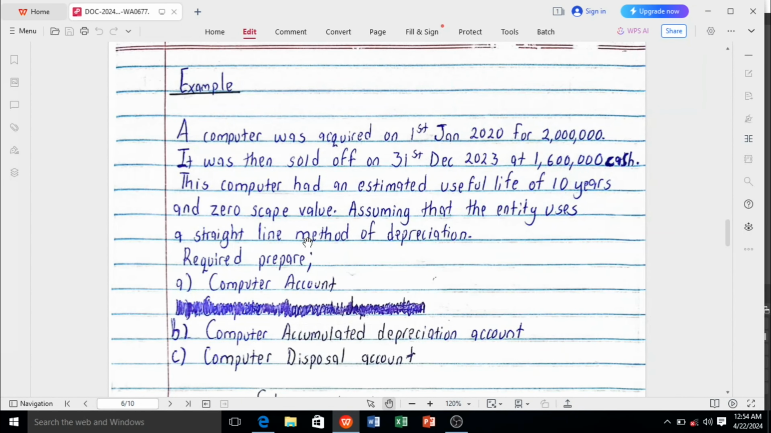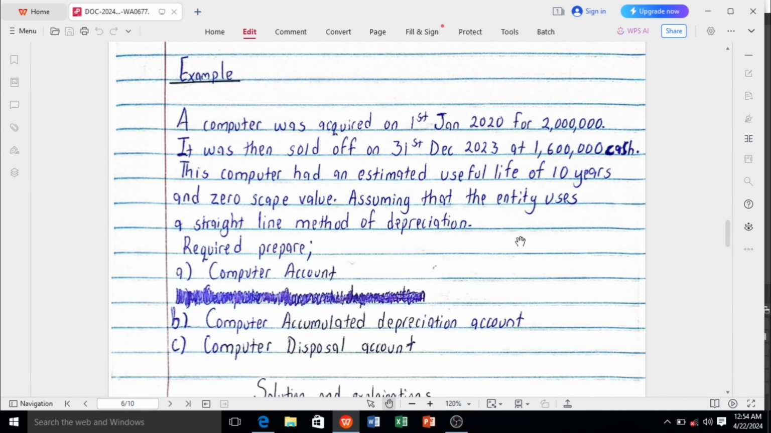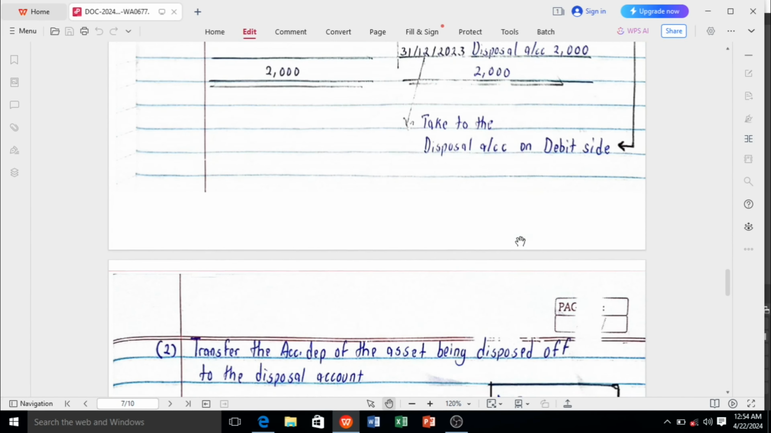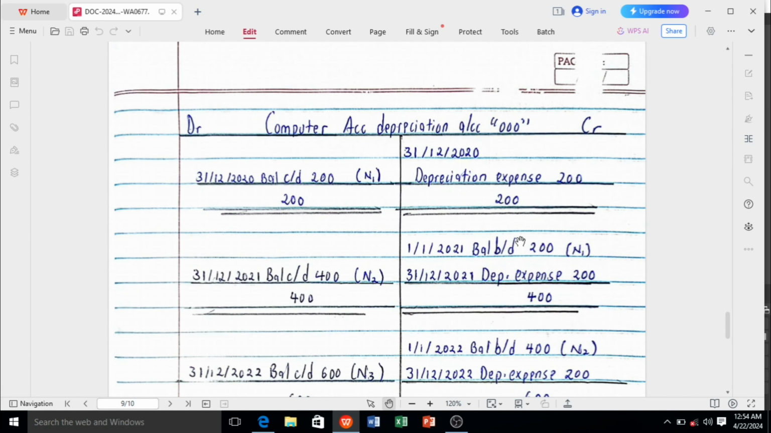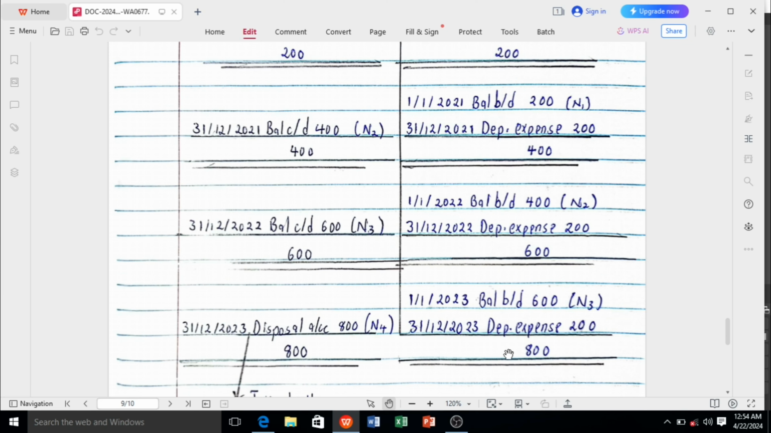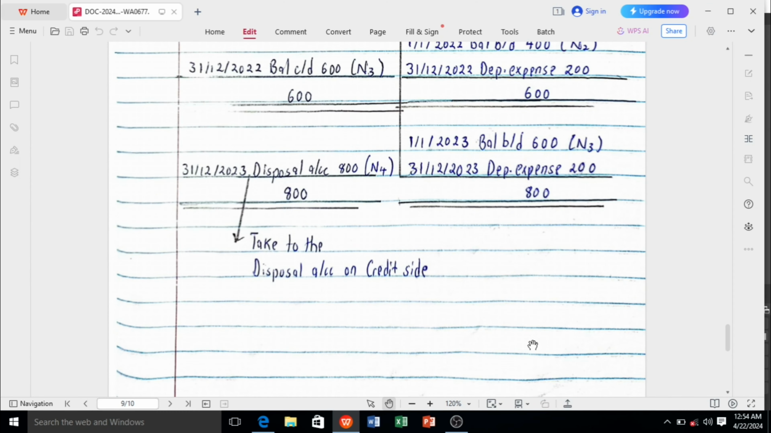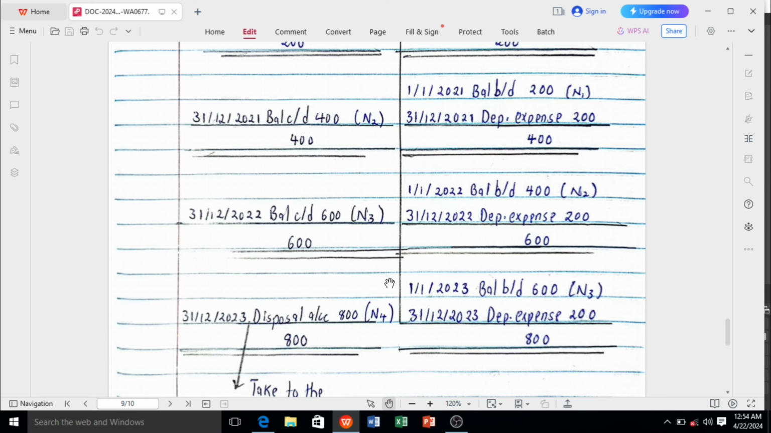If at all the question said, maybe it had some other information. They said that they do not recognize their depreciation in the year of disposal. It will mean this will affect the accumulated depreciation account. It will mean that I will not cater for the depreciation in the year of disposal, because they do not cater for depreciation in the year of disposal. So meaning I will end here, and then I close this off to the disposal account.